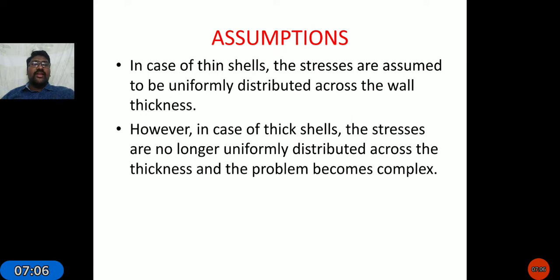However, in the case of thick shells, the stresses are no longer uniformly distributed across the thickness, and the problem becomes very complex in those cases.